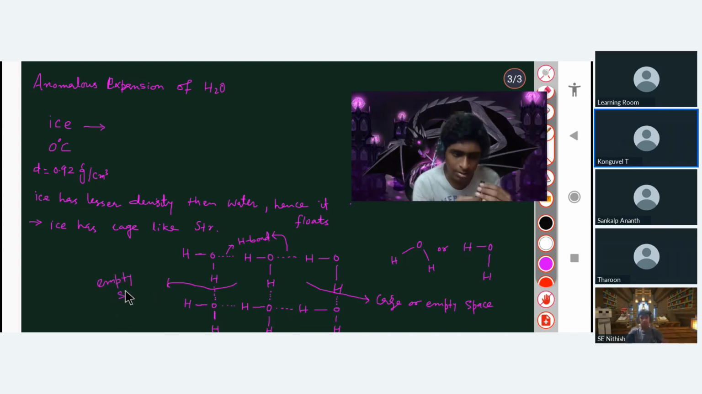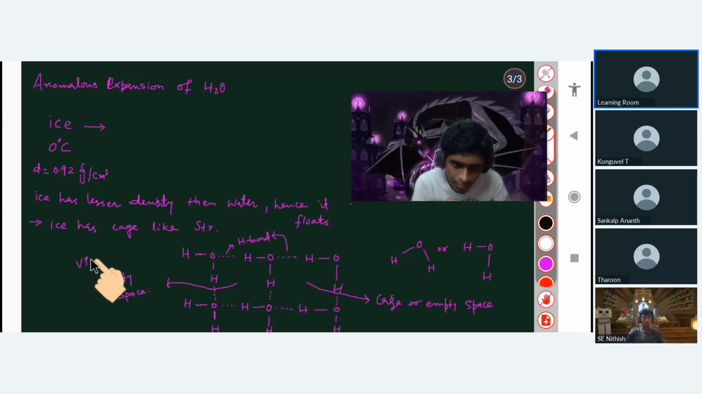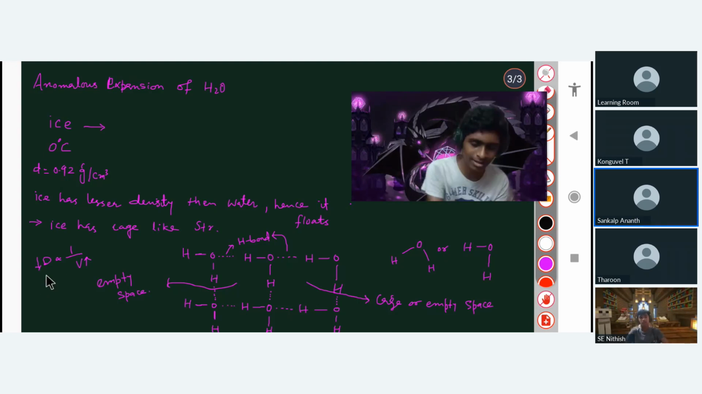So the density decreases because the amount of mass contained is getting lowered. Now see here, when there is empty space, that means volume has increased, right? When volume has increased, what will happen to the density? Sir, in between that box area, it's just a vacuum? No, it's not a vacuum. It is empty space.